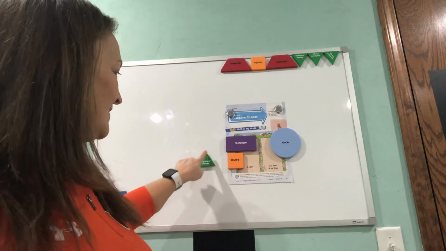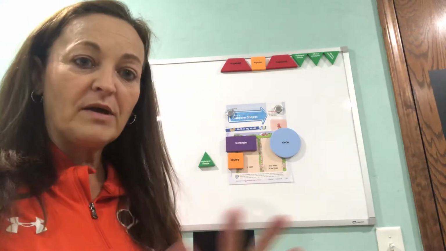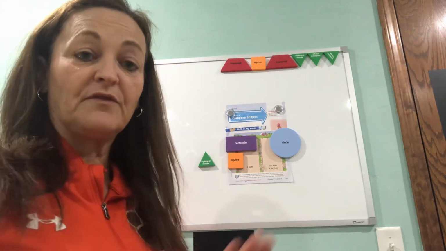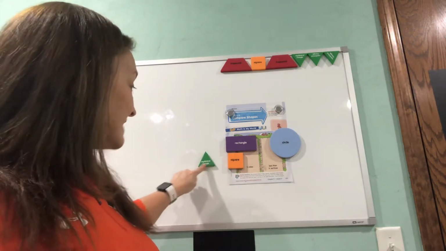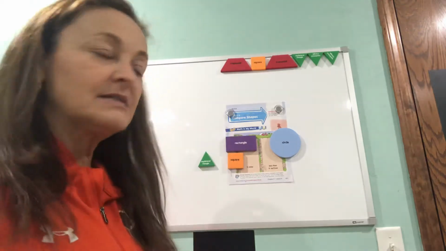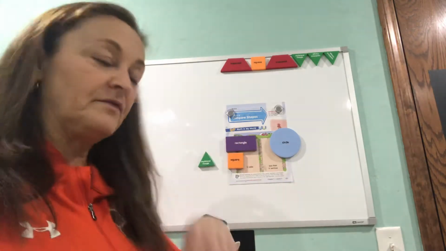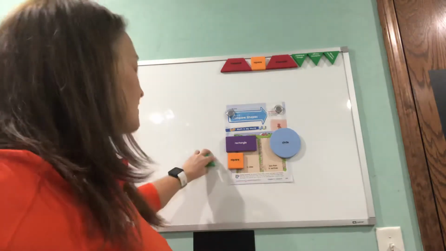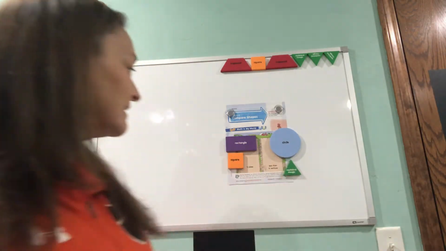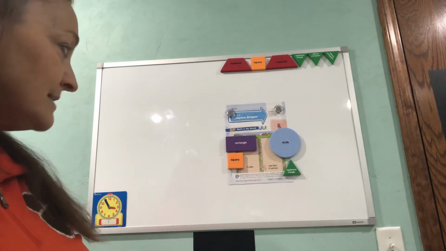1, 2, 3. Remember, one of the things we noticed about our shapes is their vertices and sides are equal. So if there are 3 sides, there are 3 vertices. If there are 4 sides, there are 4 vertices. And if there are no sides, then there are no vertices. So my triangle would also go over here because it has less than 4 vertices.